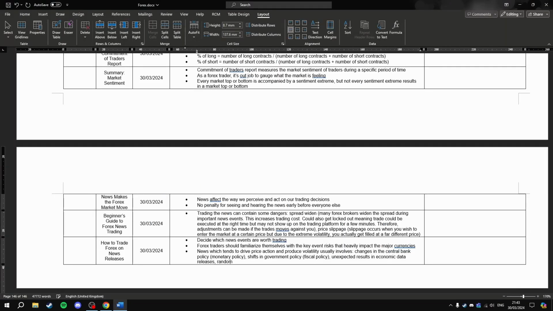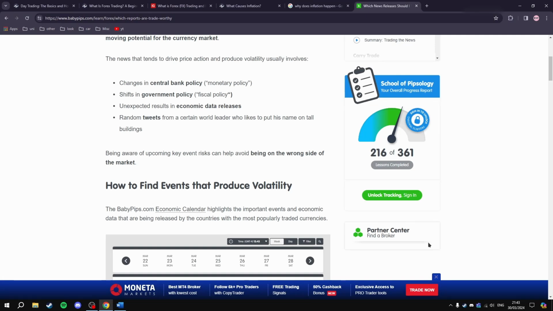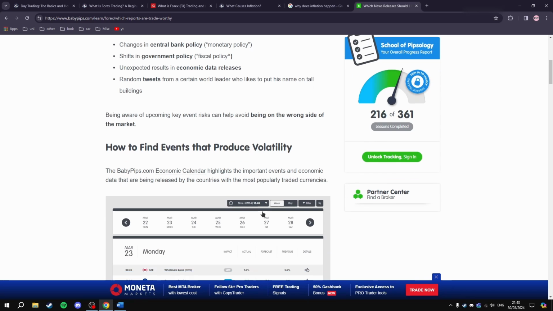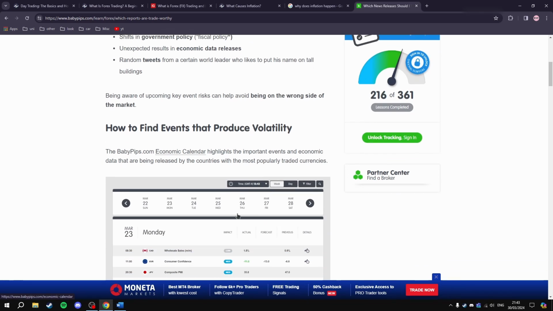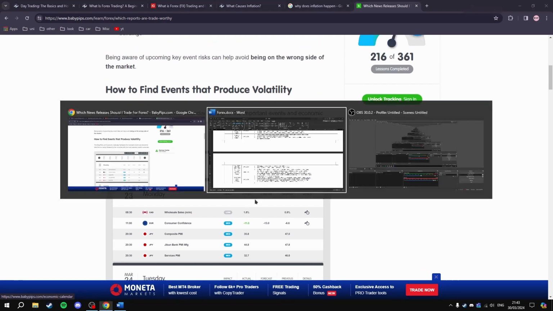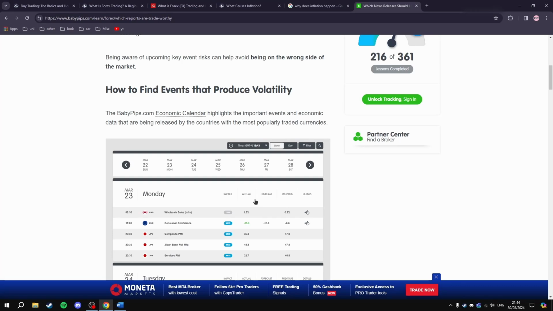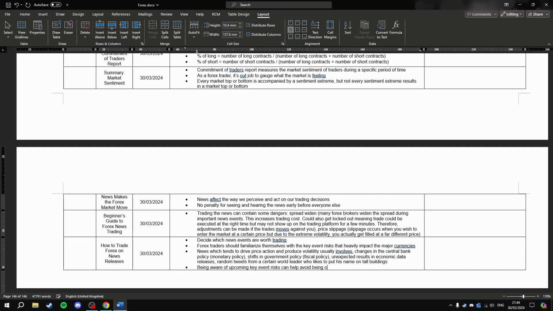Being aware of the upcoming key event risks can help avoid being on the wrong side of the market.